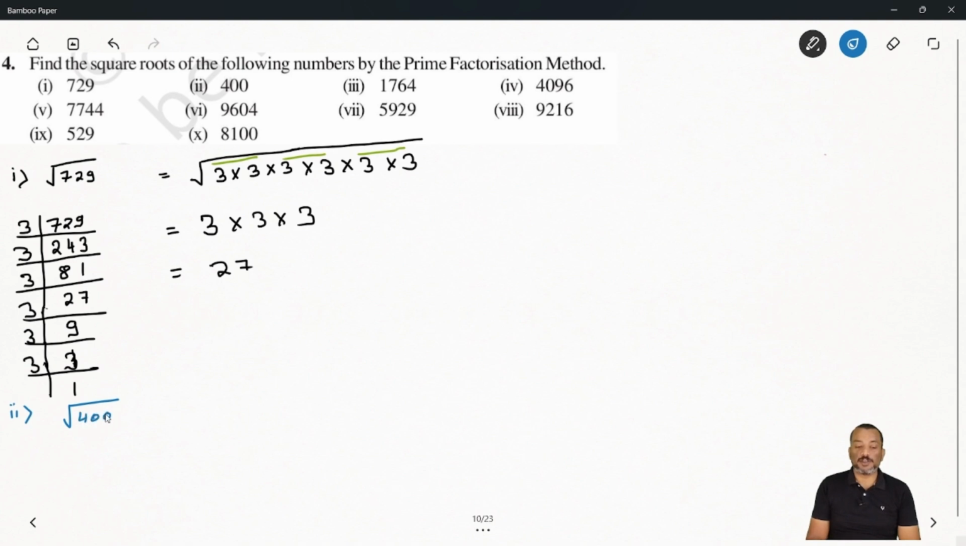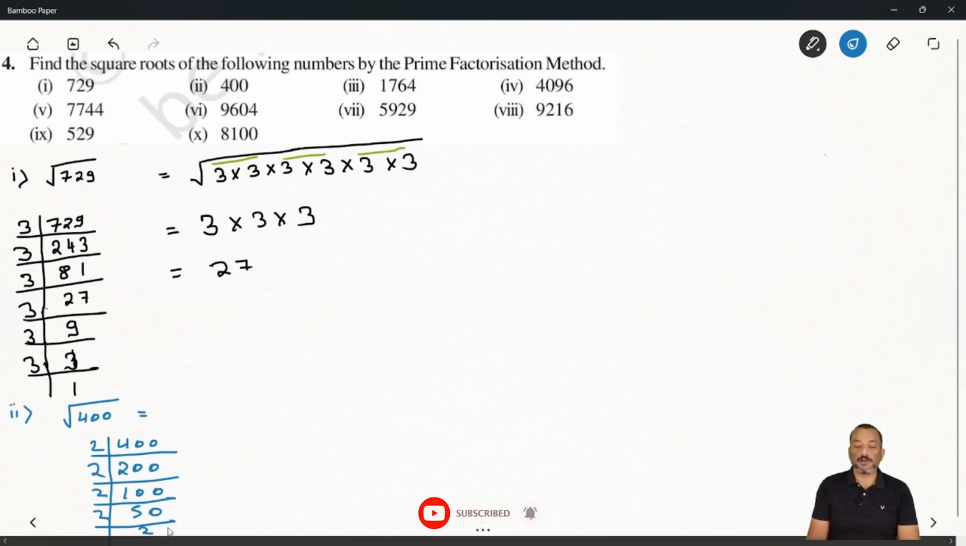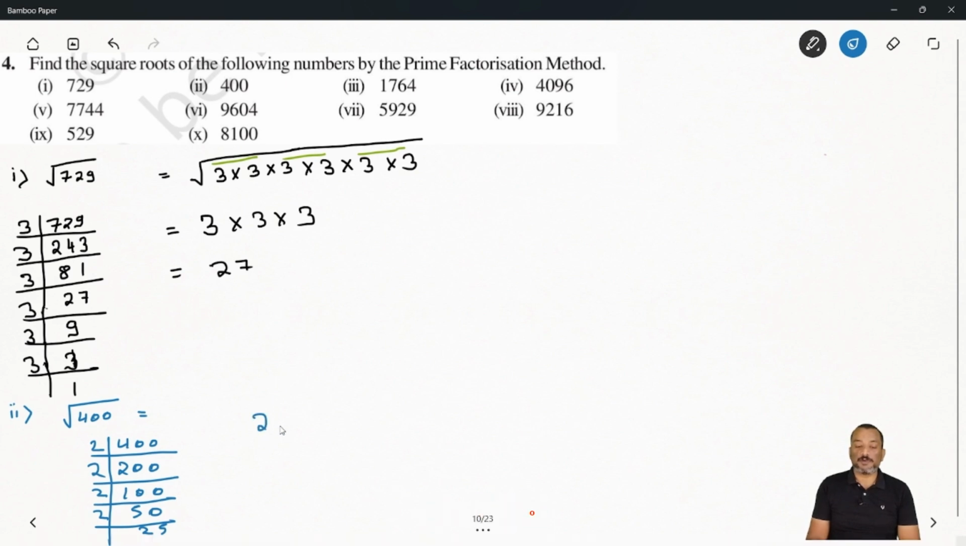So first we will do the prime factorization. So let's try prime factorization. So we can say 400 divided by 2, you will get 200. Now again 200 divided by 2, you will get 100. Now again 100 divided by 2, you will get 50. And 50 divided by 2, you will get 25. Okay, now try 25. So 25 you can go with 5. So you will get 5, and then 5 gives 1.